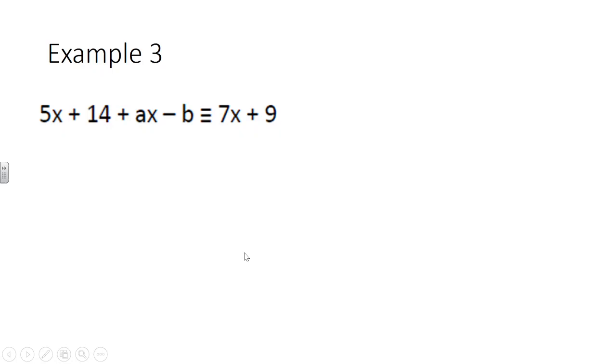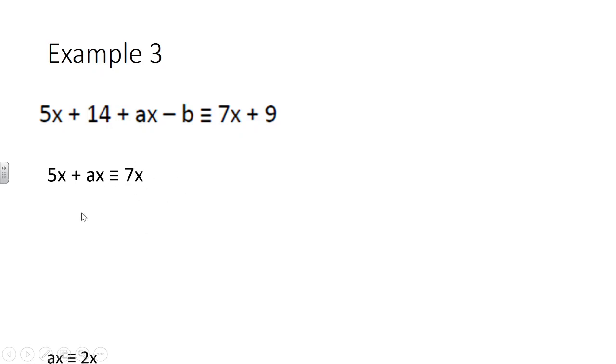Okay, next example. So there's no brackets on this one, but we can do some simplifying. First of all, everything with x's on the left-hand side, so the 5x plus ax, must relate to everything with the x's on the right-hand side. So 5x plus ax must be identical to 7x. So if you think back to those true or false ones, you had a couple of these. So when they've added together, the amount of x's need to total 7x's.